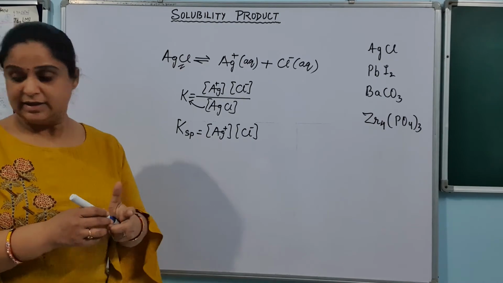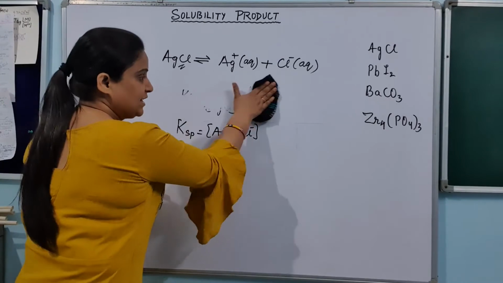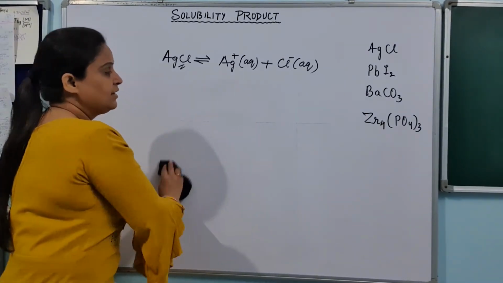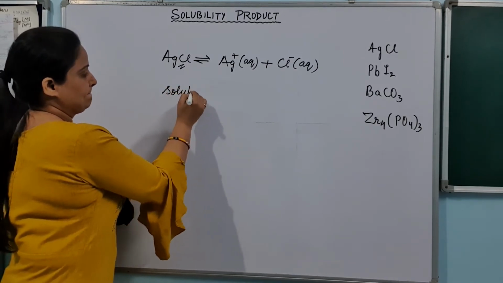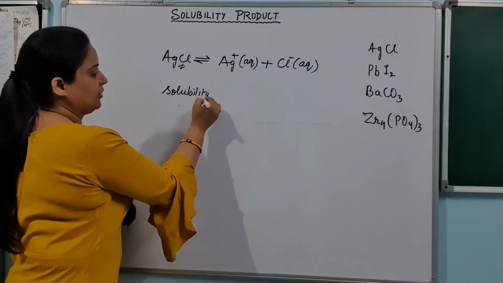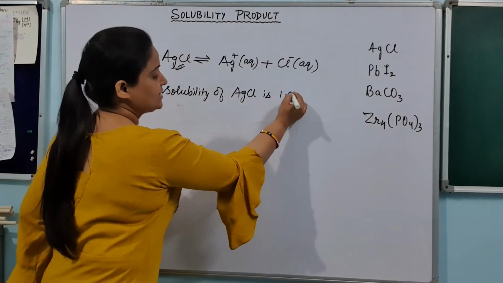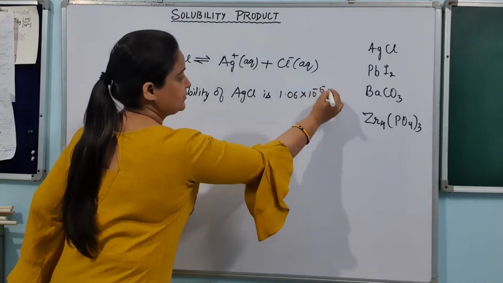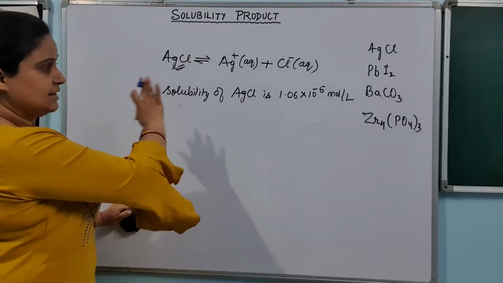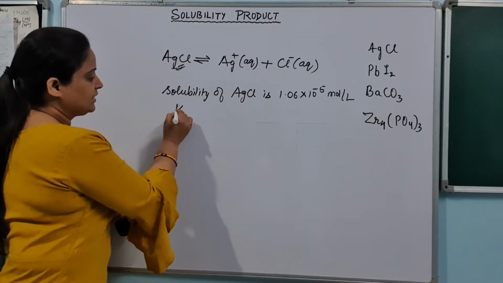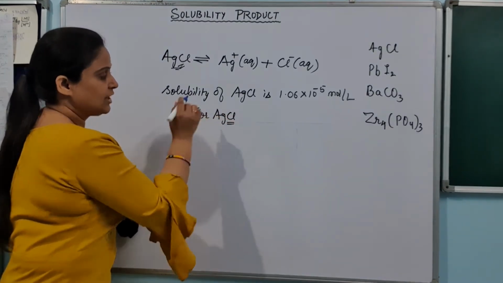Let's solve one question so that you can understand this concept. I am taking the same salt, silver chloride, and you are given that the solubility of silver chloride is 1.06 into 10 raised to power minus 5 moles per liter. So you are given this as the solubility of silver chloride, and you have to calculate KSP for AgCl. How are you going to calculate the KSP?